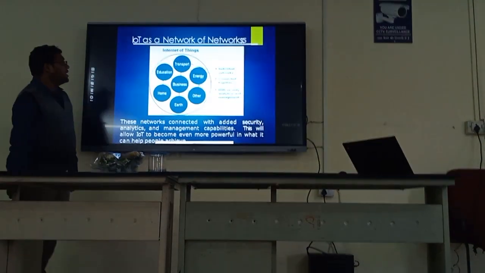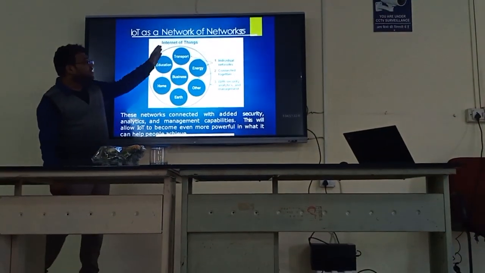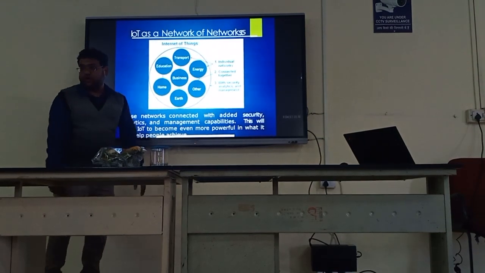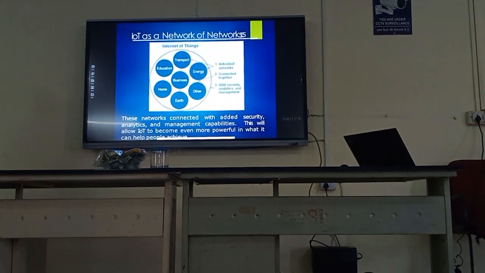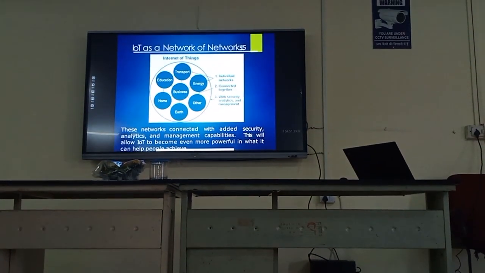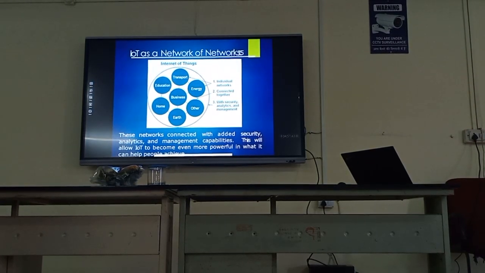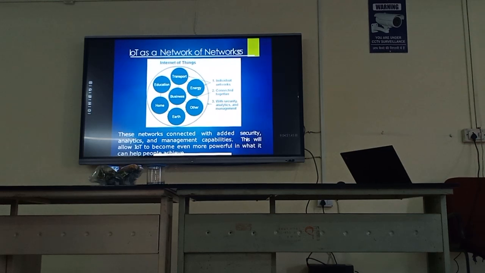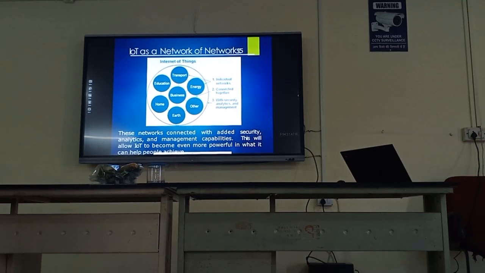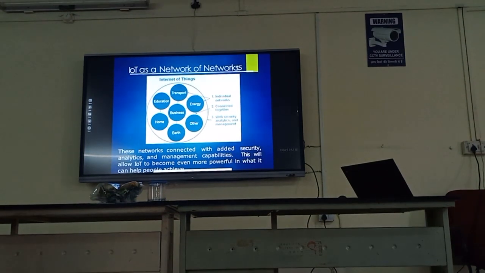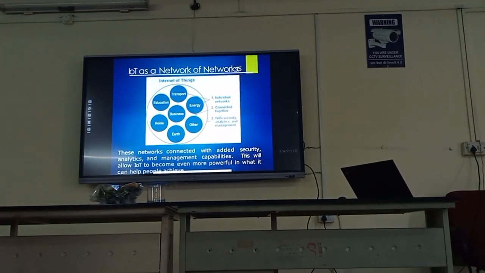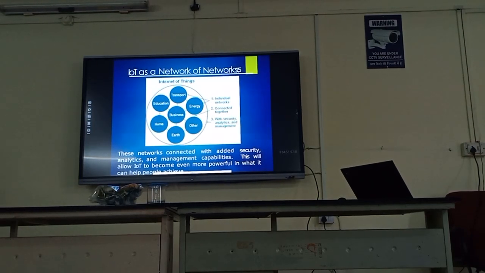Second, IoT as a network of networks. Now, whenever we deal with IoT in terms of cloud analytics, we need to have a master and slave concept, where one controller will be connecting all the IoT devices. So here we need to have a proper binary structure.